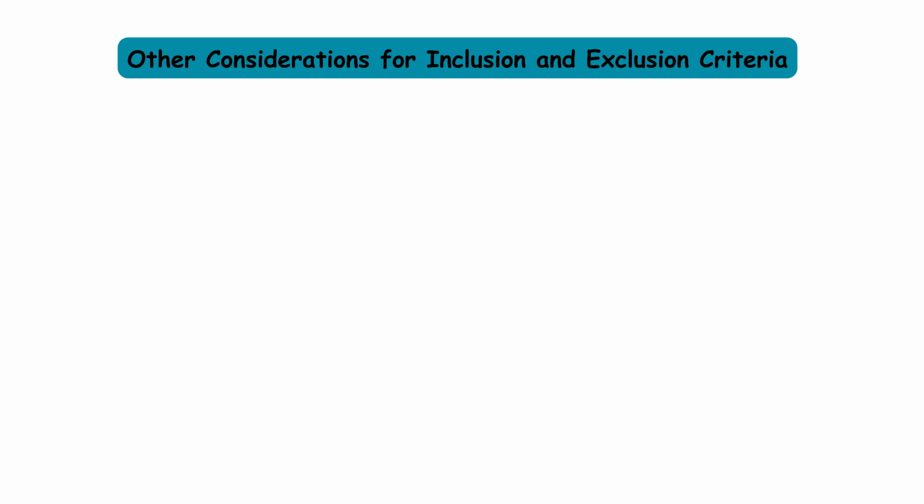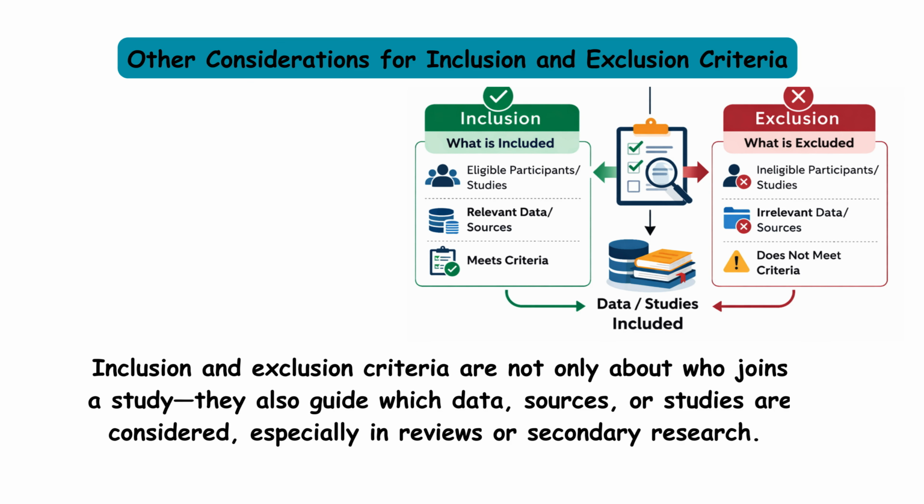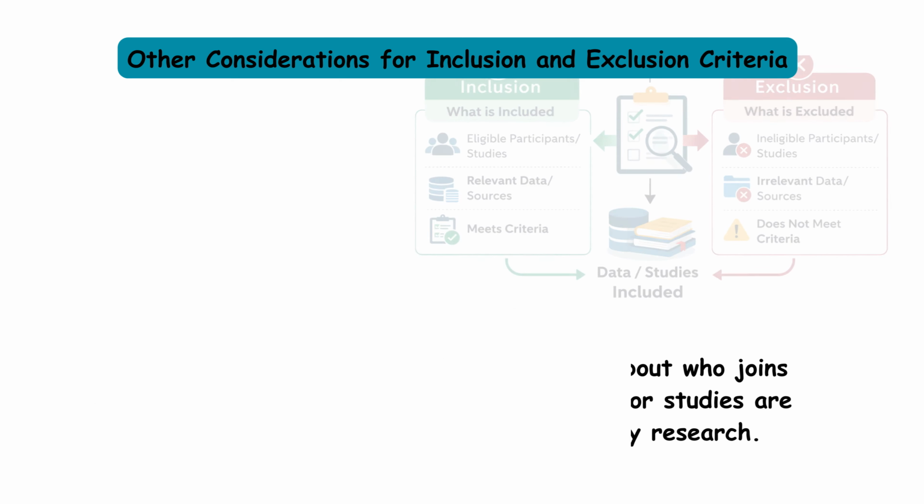Other considerations for inclusion and exclusion criteria. Inclusion and exclusion criteria are not only about who joins a study, they also guide which data, sources, or studies are considered, especially in reviews or secondary research. Here are some important points. Type of study: only include studies that match your research design.